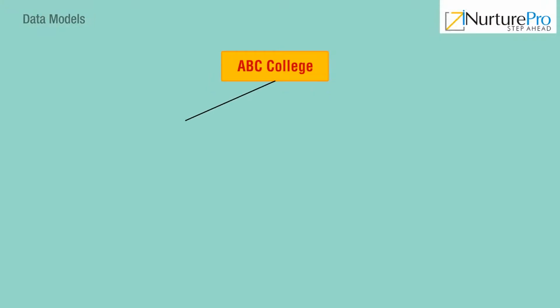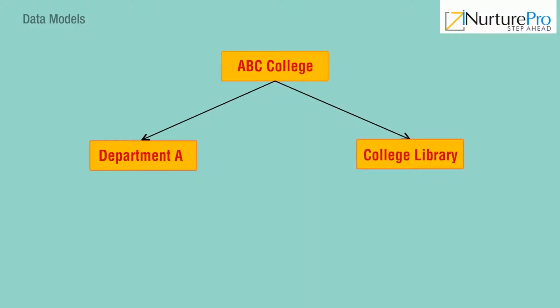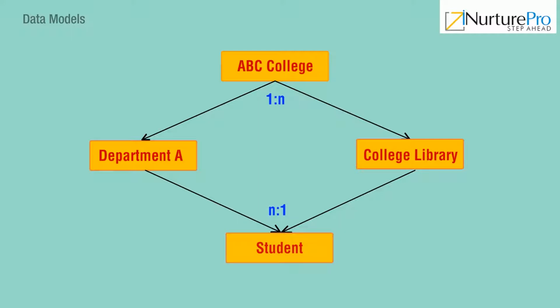Here, ABC College has two children, that is Department A and College Library. And this represents the one-to-many relationships. Even though there is no relation between Department A and College Library, a student can be a member of both Department A and a College Library. And this represents many-to-one relationship. Therefore, the student has two parents. This is known as the network data model.